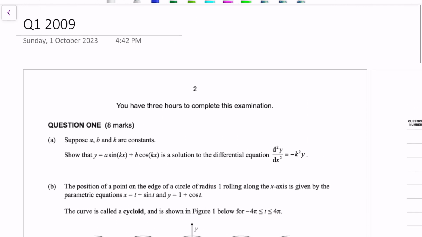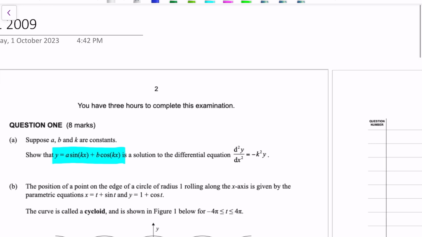Alrighty, question 1. This is a very typical example of where you're given the solution to a differential equation and all you need to do is verify that that solution is indeed a solution of the equation. So we don't need to integrate, we don't need to solve the differential equation using things like separation of variables or anything. We just need to substitute the solution into the differential equation.